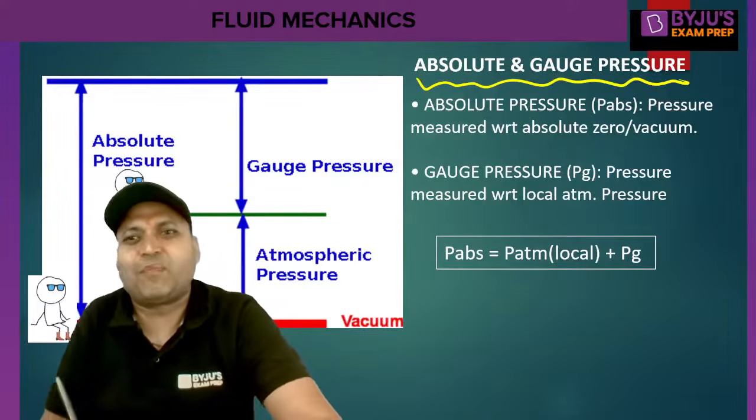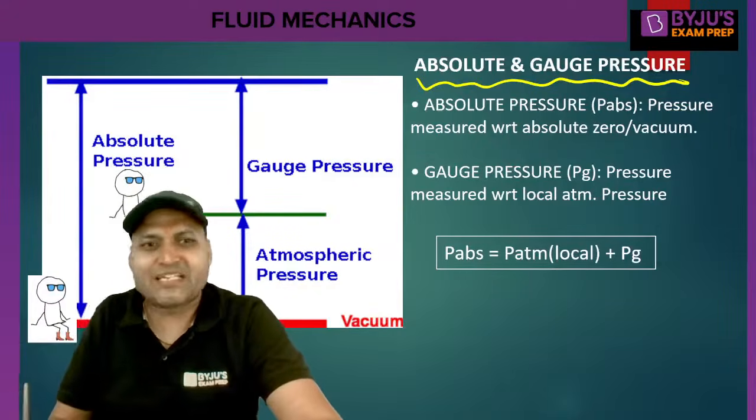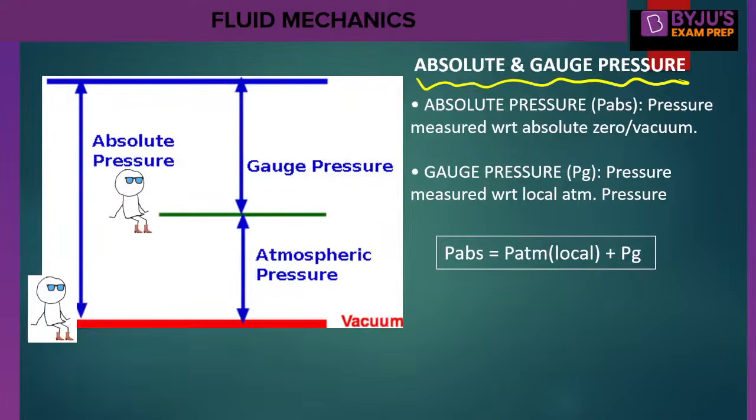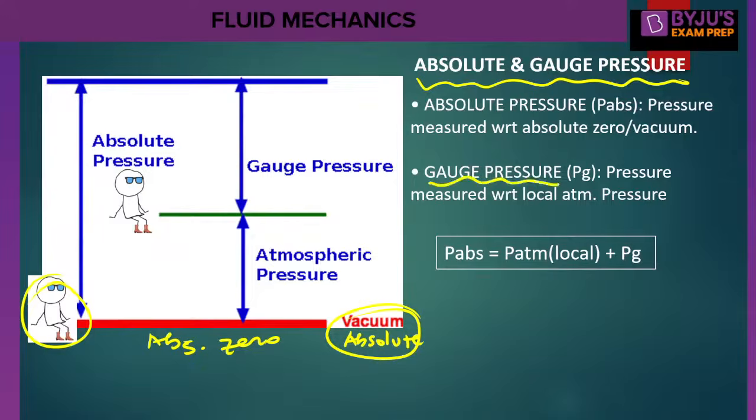Then we define absolute pressure and gauge pressure. Absolute pressure is the pressure which is measured with respect to absolute zero. This is the absolute zero, or absolute vacuum. The pressure measured with respect to absolute zero is called absolute pressure. If you are sitting here, then you will measure the absolute pressure. The gauge pressure is the pressure measured with respect to local atmospheric pressure. Local atmospheric pressure is also called barometric pressure, the pressure which is measured by the barometer.